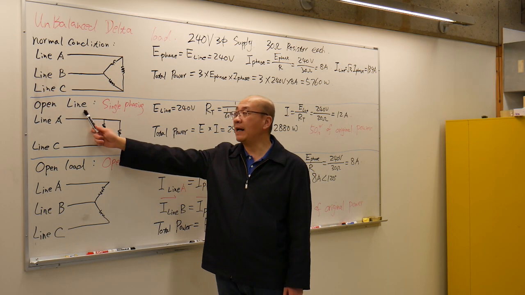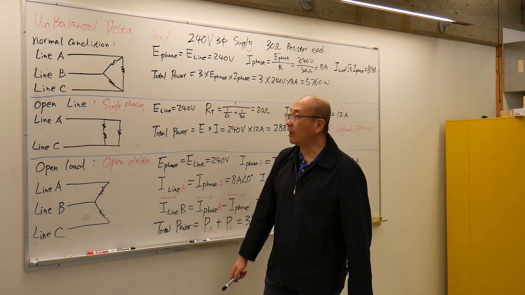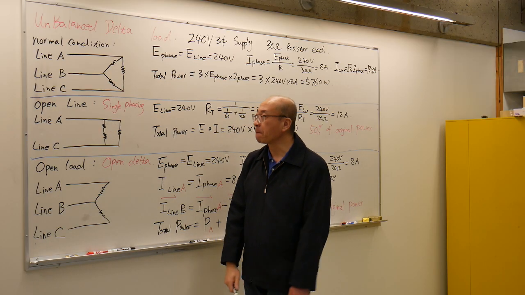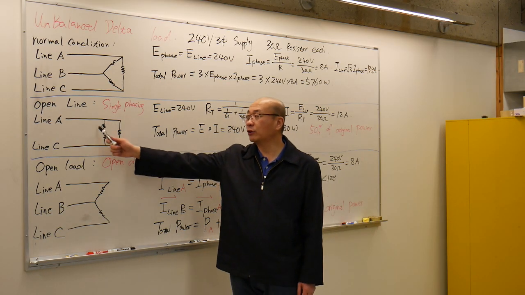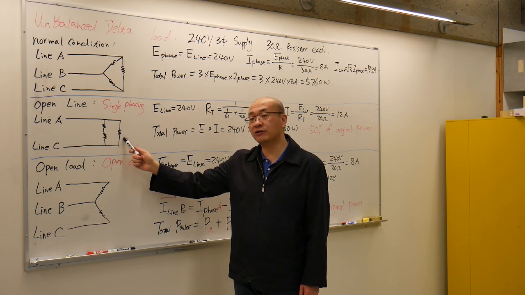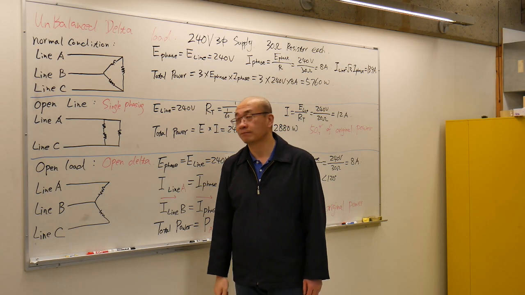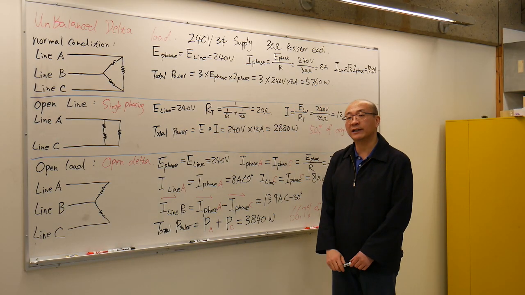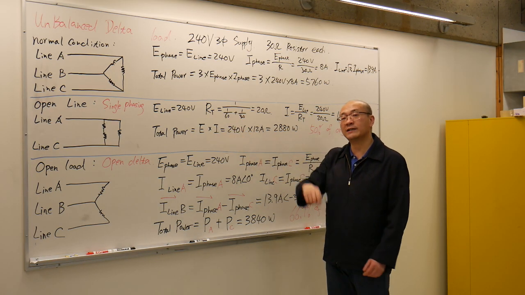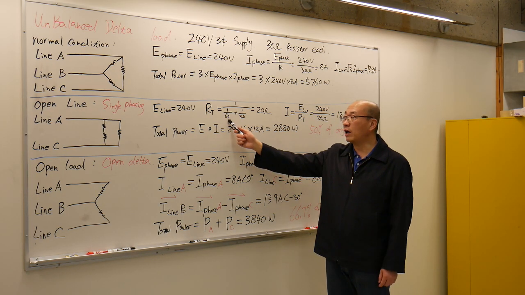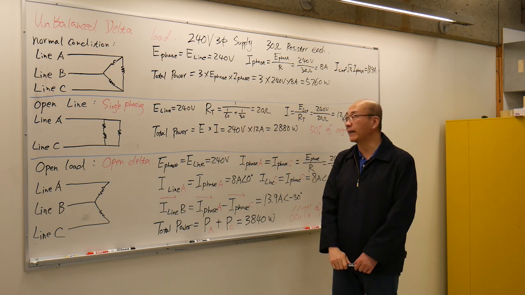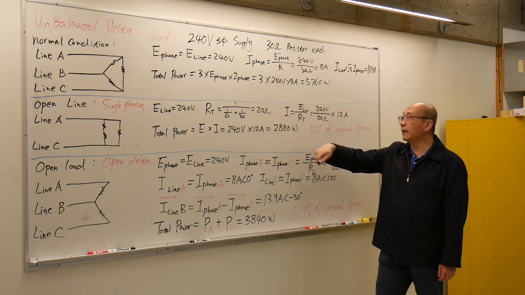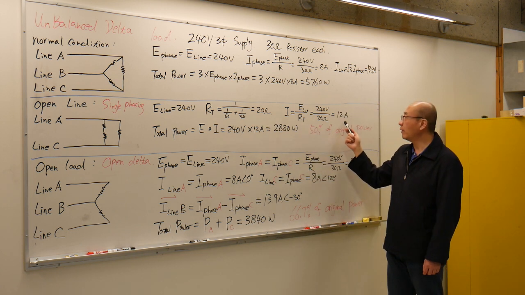One unbalanced condition we call open line. We have line B open, so this circuit becomes a single phase circuit. In a single phase circuit, we have two parallel branches. One branch is 30 ohm, another branch is 60 ohm. The line voltage is still 240 volts, but under single phase condition, we can calculate the total resistance in the circuit. 1/60 plus 1/30, invert again, gives us a total resistance of 20 ohm. With this 20 ohm and the 240 volts, we have 12 amps.